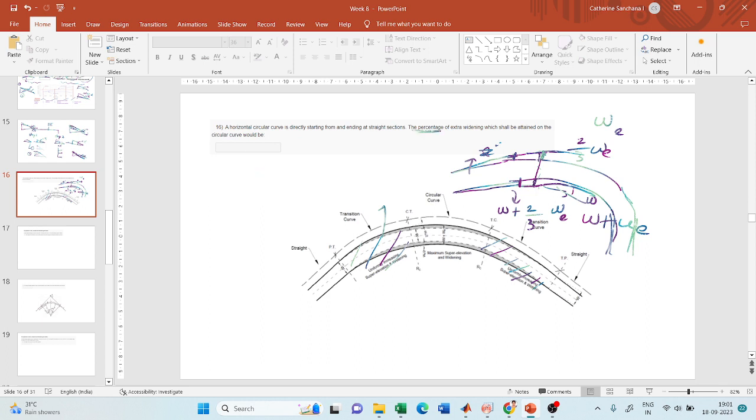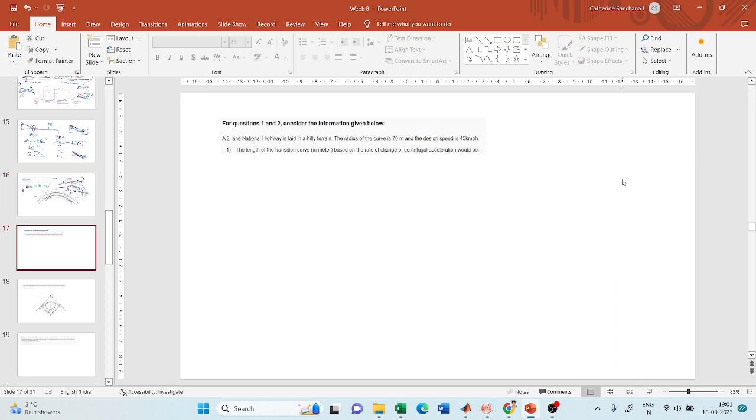They have asked the percentage that shall be attained on the circular curve. So what is the percentage? 1 by 3 into 100, which is 33.33 percent, right? So how much percentage of extra widening will be provided on the horizontal circular curve? It is one third, which is 33%. Okay. Now moving on to this week's problems.